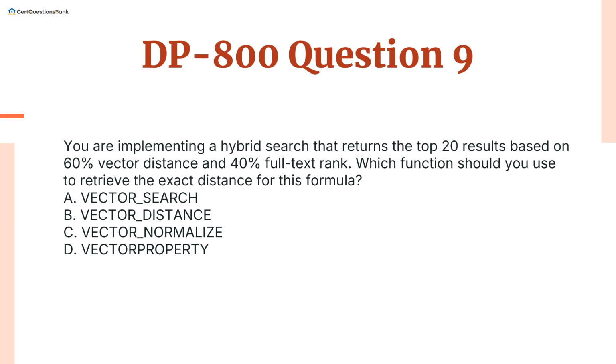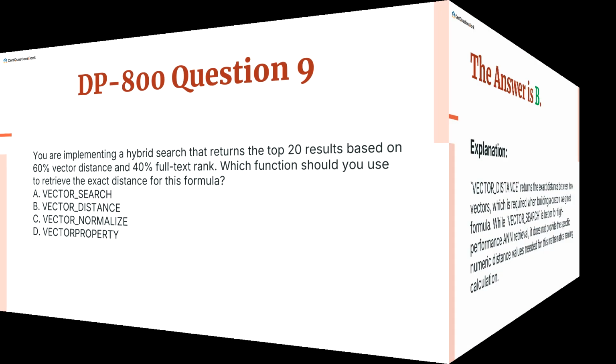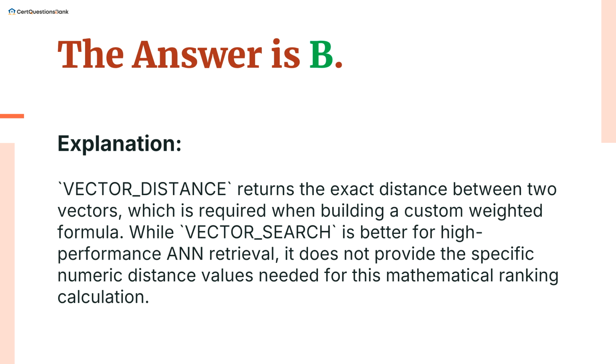You are implementing a hybrid search that returns the top 20 results based on 60% vector distance and 40% full text rank. Which function should you use to retrieve the exact distance for this formula? A. Vector_search. B. Vector_distance. C. Vector_normalize. D. VECTORPROPERTY. The answer is B.